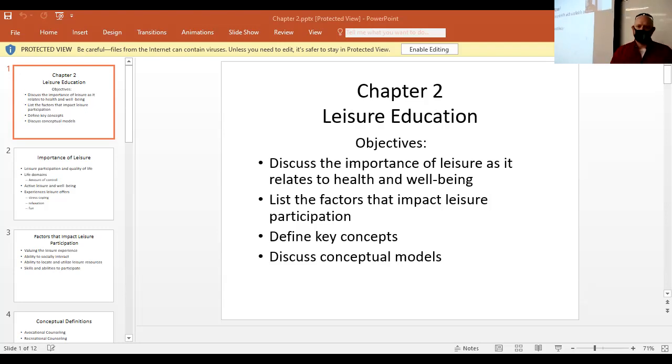So here's some of these conceptual models that we talked about. I'm not going to spend a ton of time on each one, but I am going to run through them because when we do the test, some of these will be on the test. So it's something that you can go back through in the book on these.